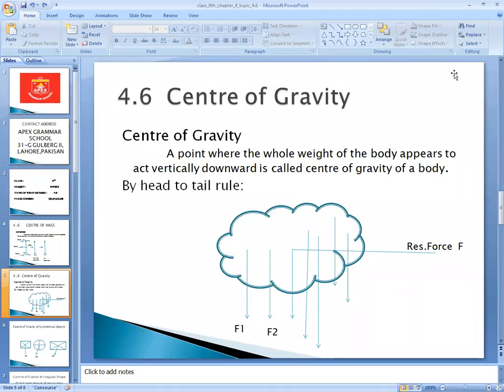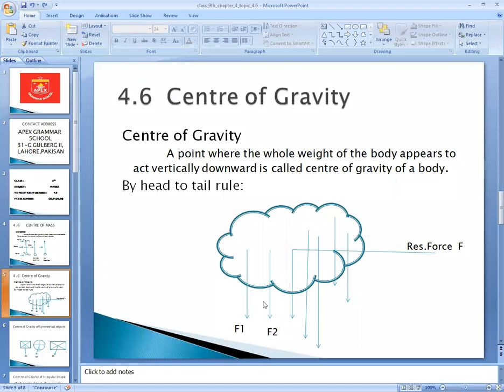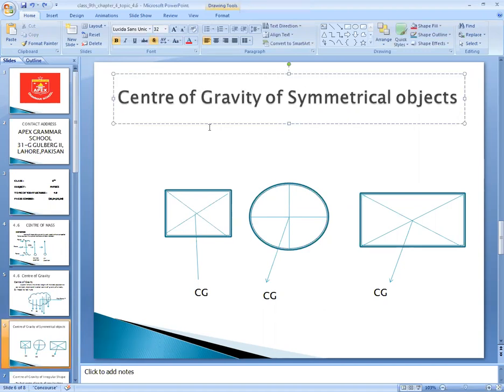So this is the end of center of mass, I have told you, and this is center of gravity. So now I find the center of gravity of different shapes. First of all, I consider the center of gravity of symmetrical shapes. How can I find the center of gravity of symmetrical shapes?